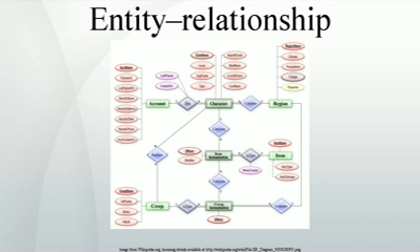Entity relationship model. In software engineering, an entity relationship model is a data model for describing the data or information aspects of a business domain or its process requirements, in an abstract way that lends itself to ultimately being implemented in a database such as a relational database.